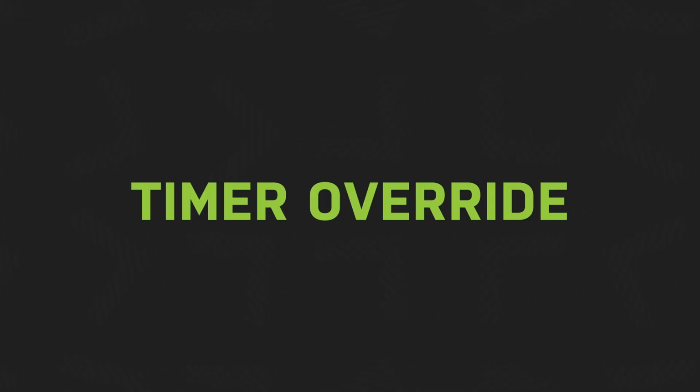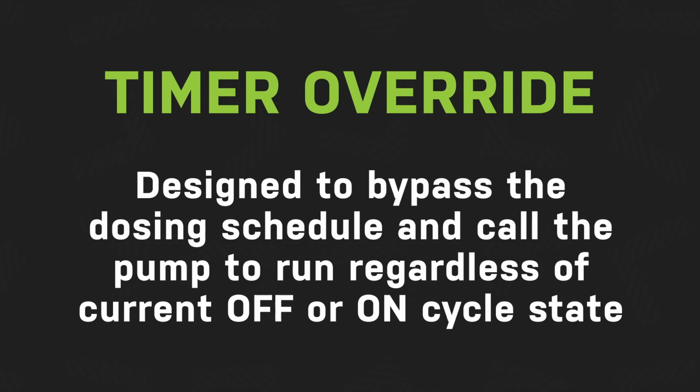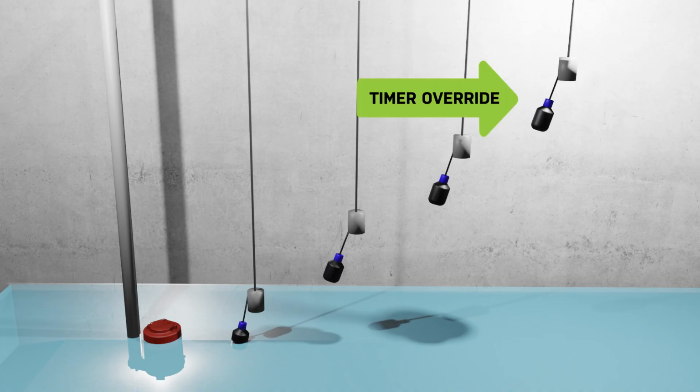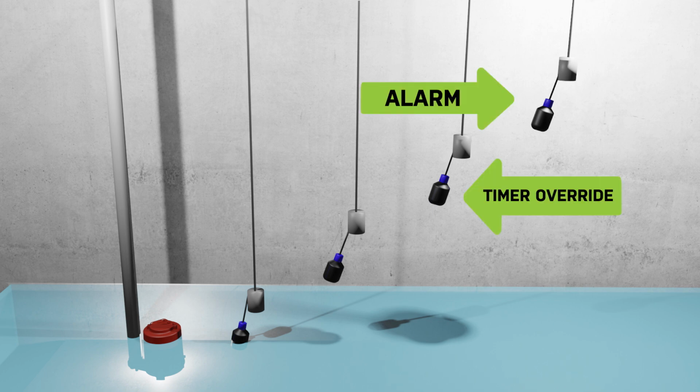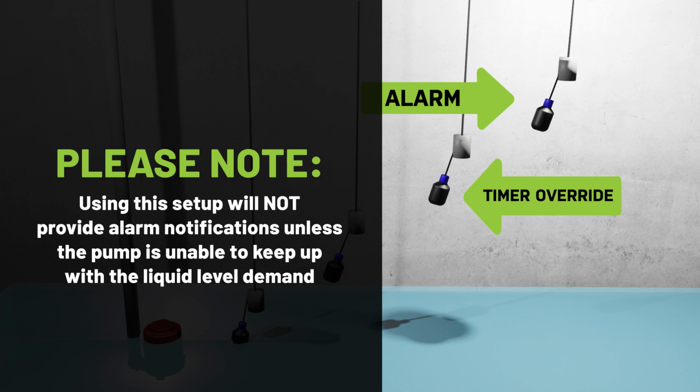Timer override is another optional float. It is designed to bypass the dosing schedule and call the pump to run regardless of current off or on cycle state. This float is generally installed above the alarm float to provide alarm notification before timer override is activated. In certain situations, it may be appropriate for the timer override float to be mounted below the alarm float. Please note, using this setup will not provide alarm notification unless the pump is unable to keep up with the liquid level demand.